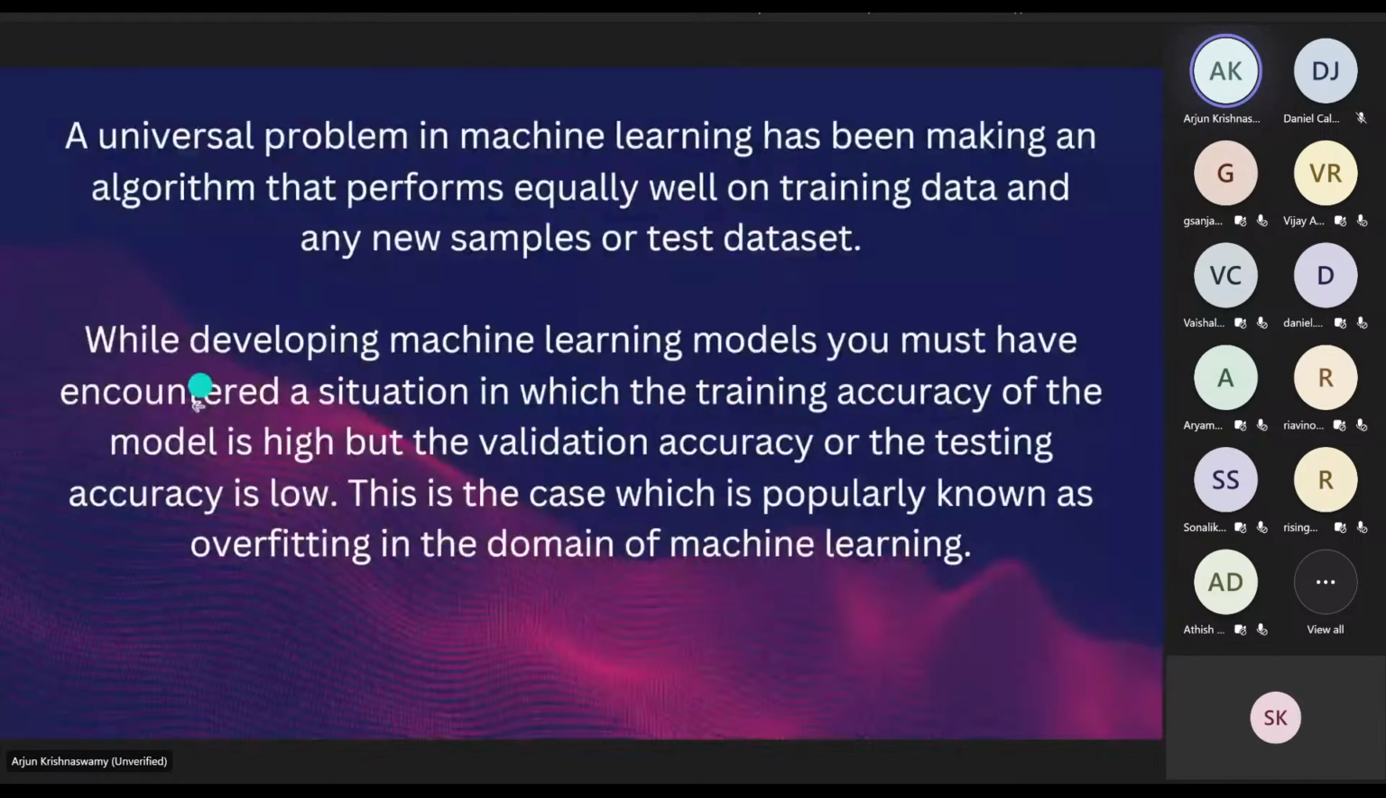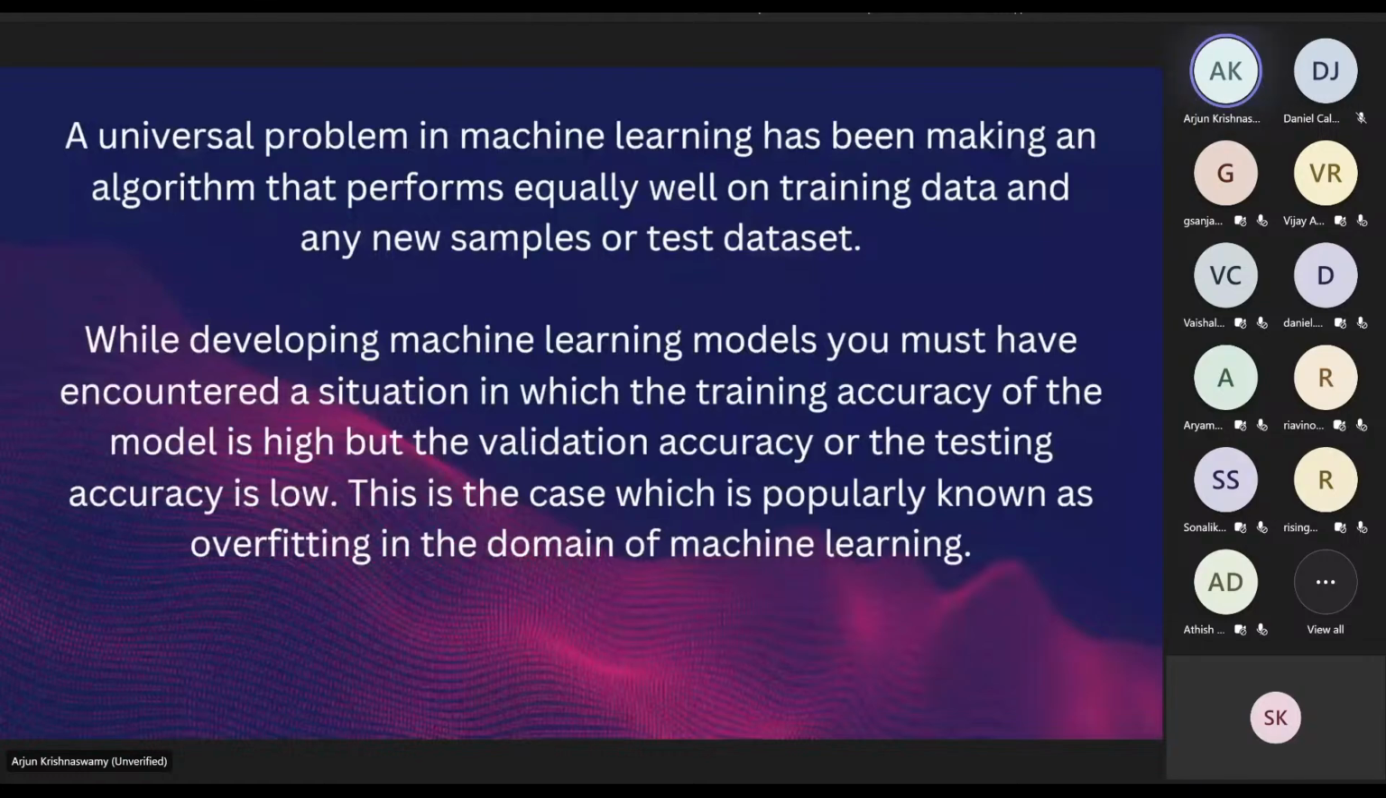As I had mentioned before, a universal problem in machine learning has been making an algorithm that performs equally well on training and test. It's usually the training accuracy which is much higher than test accuracy. So we want to change that. We want to get the right balance such that both the accuracies are pretty good. This is popularly called overfitting in machine learning. If you attended the earlier sessions on regression, you must be familiar with this term. If not, I'll give a brief recap about overfitting and underfitting, and other problems related to the same.